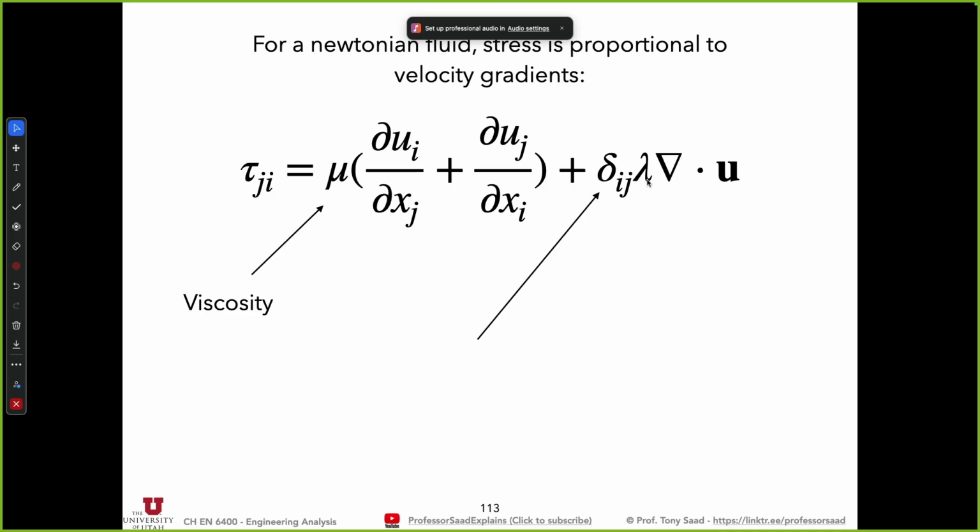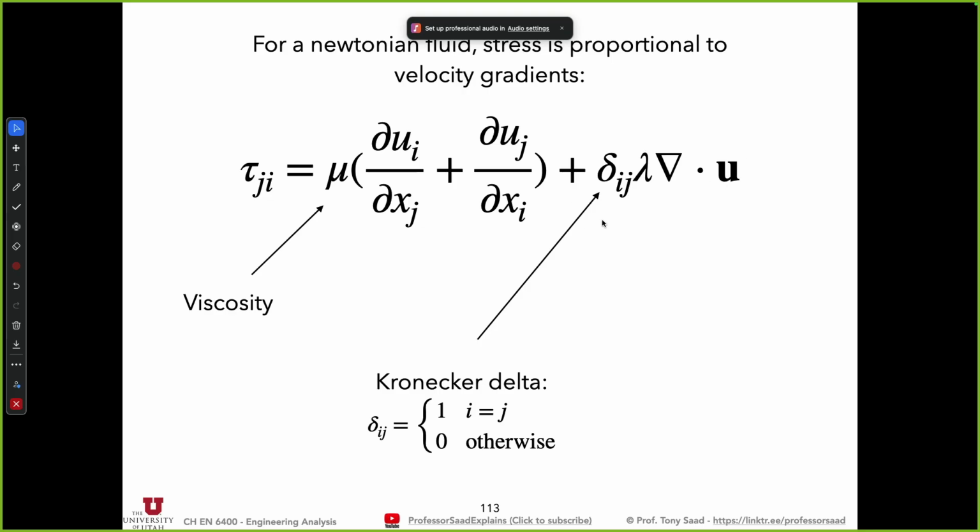Now, what is this symbol here, delta ij? It's just a convenient symbol. It's called the Kronecker delta. Kronecker was a physicist who needed to define this thing. It's very simple. Delta is 0 when i is different than j, and it's equal to 1 when i is equal to j. So for tau 11, tau 22, and tau 33, delta is 1. For all the other components, it's 0.